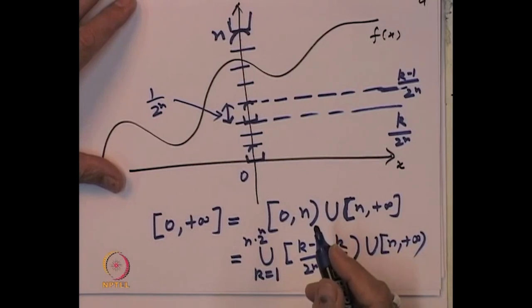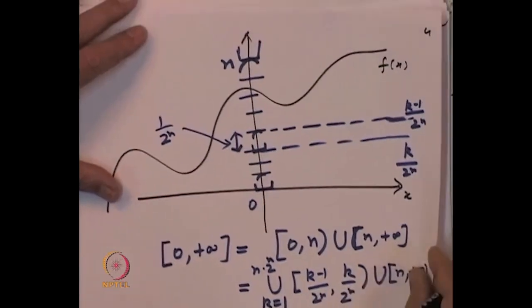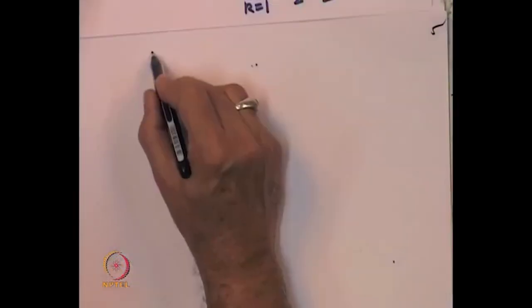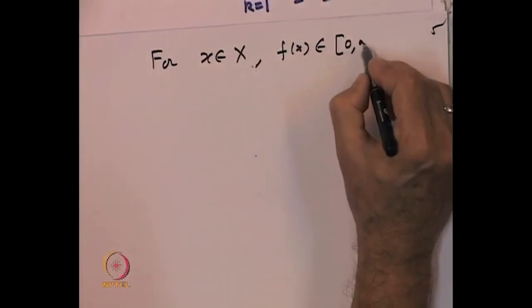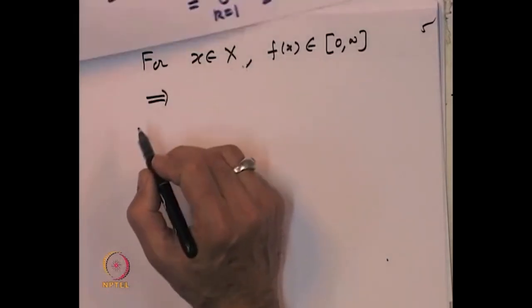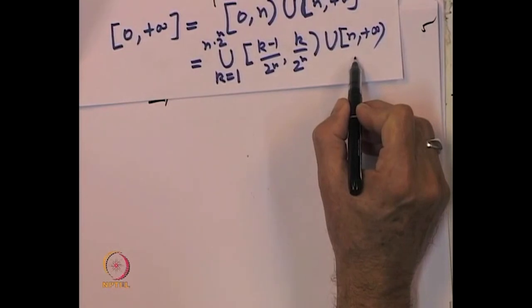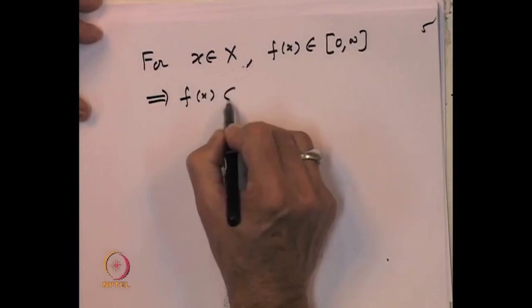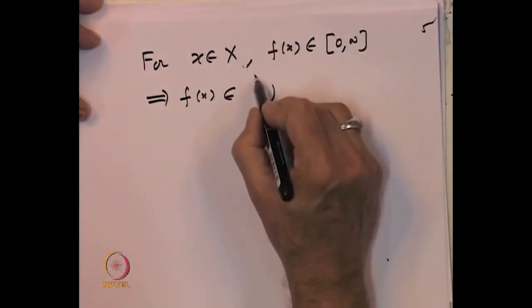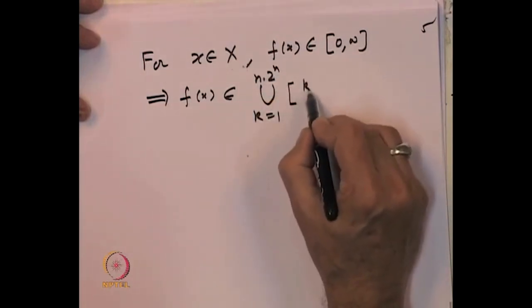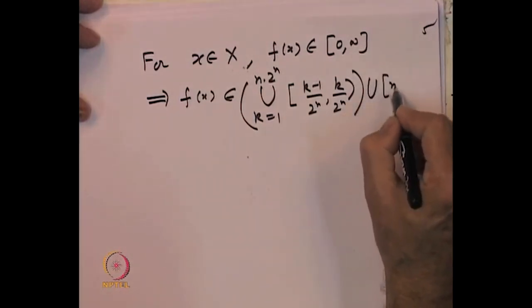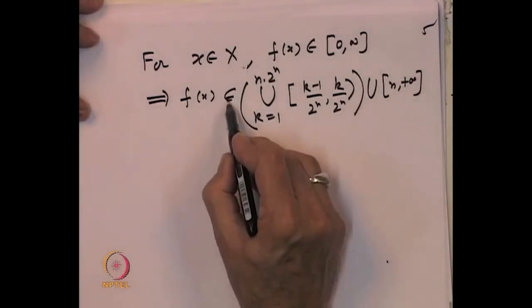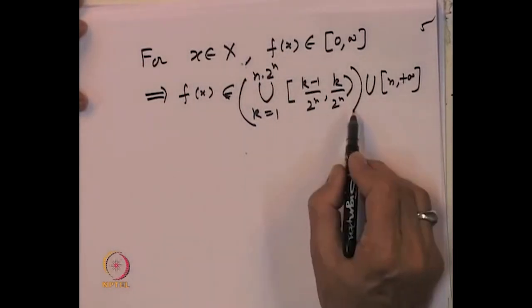Now, for every n, I want a function S n of x. So, for any x, look at the value of f of x. For x belonging to the domain, f of x belongs to 0 to infinity, and this union is a disjoint union. So, f of x belongs to that partition that we have designed: k equal to 1 to n times 2 to the power n of the interval k minus 1 by 2 to the power n to k by 2 to the power n, and this union n to plus infinity. Now, since this is a disjoint union, f of x will belong to only one of them.